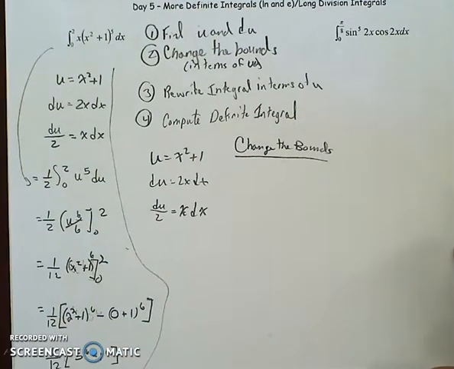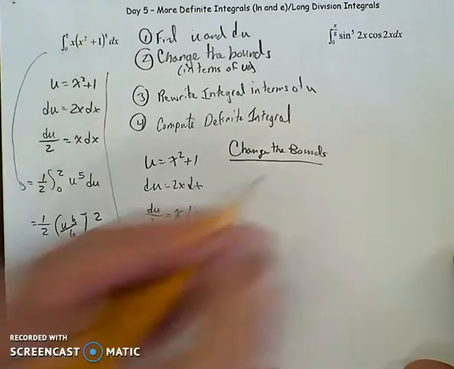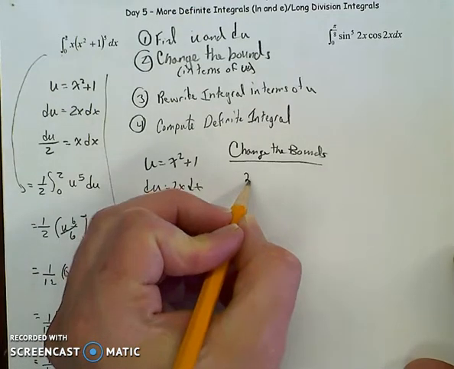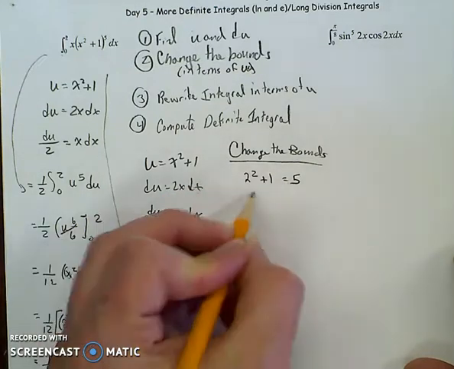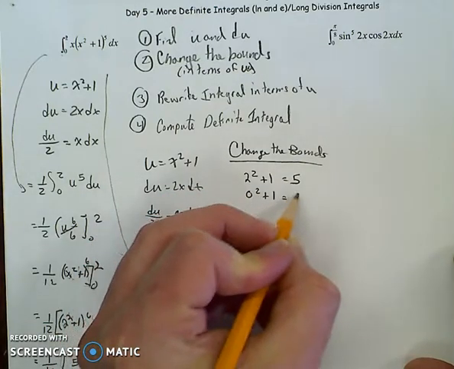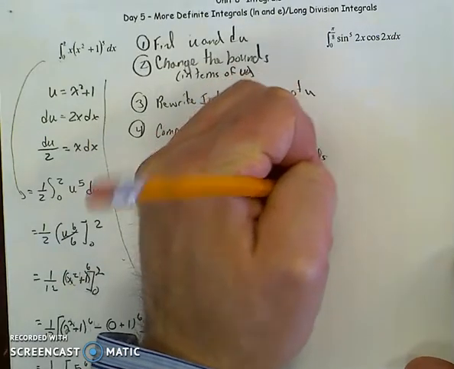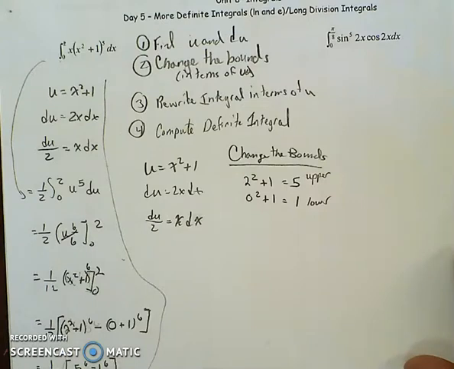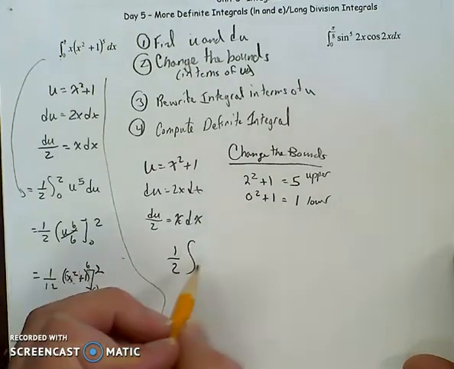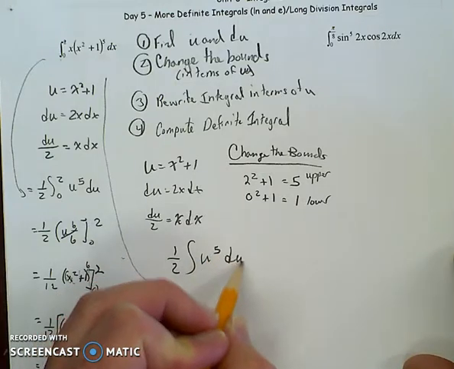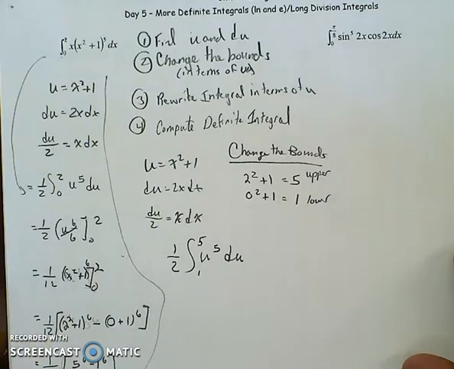And so one thing that I like to do is always go top to bottom, just so we don't get confused. So 2 squared plus 1 equals 5. That's our upper bound. 0 squared plus 1 equals 1. That is our new lower bound. So this is our upper, our lower bound. So we're going to rewrite the integral. 1/2 u to the 5th du from 1 to 5. Now the bounds are in terms of u.